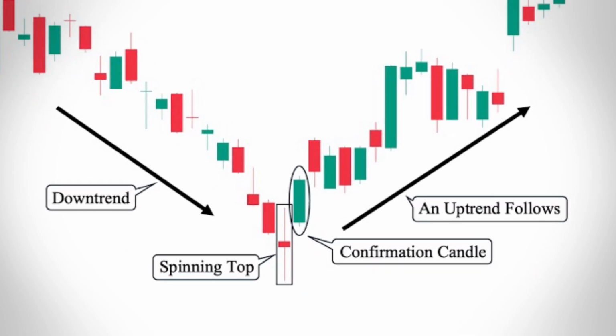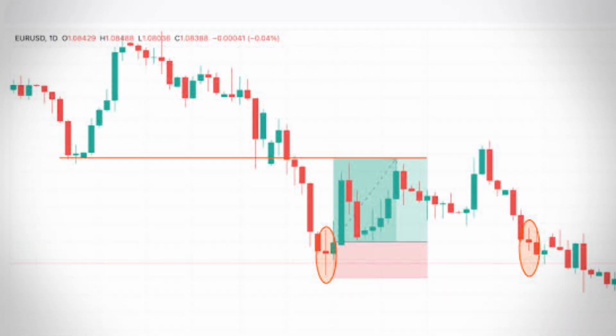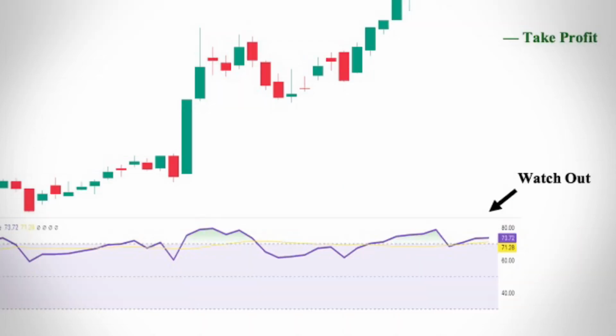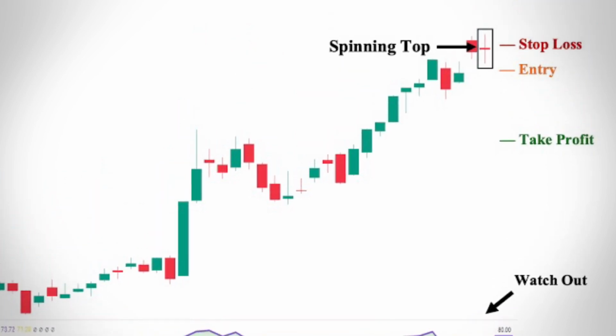First, you want to wait for confirmation. Wait for the next candlestick to confirm whether the market will go in a bullish or in a bearish direction. Then next, you want to combine the spinning top candlestick with support and resistance. When a spinning top forms near a key support or resistance zone, it most likely signals a trend reversal. You can also combine the spinning top candlestick pattern with indicators. To trade a spinning top candlestick, you can enter a trade after confirmation of the pattern with a subsequent bullish or bearish candlestick. Place your stop loss below the spinning top's high or low depending on the trade direction.